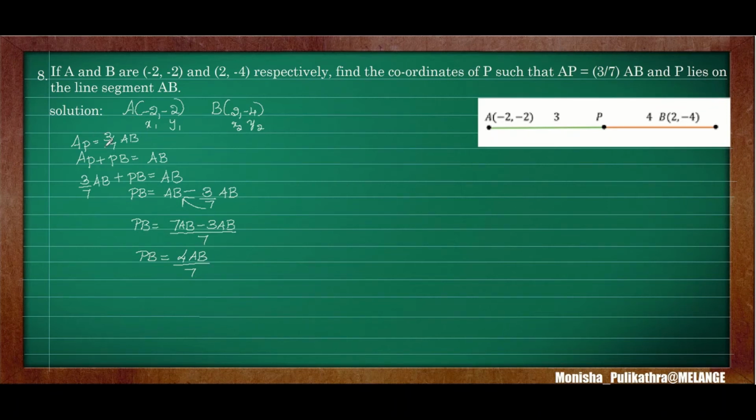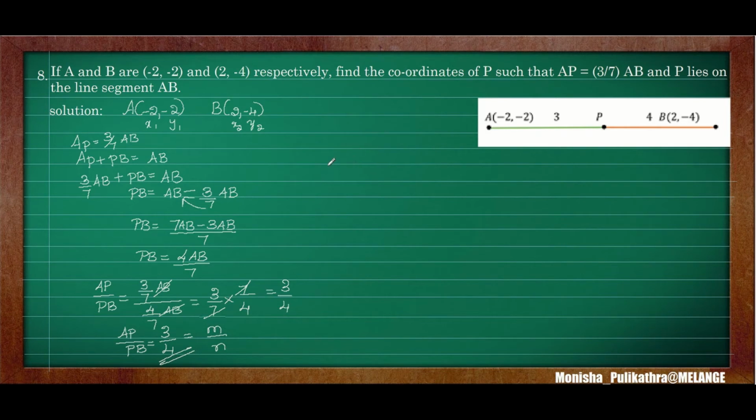We already have the value for AP. So now we can take a ratio, that is AP by PB. AP by PB is equal to 3/7 AB divided by PB, which is 4/7 AB. Here AB cancels out. Next we need to take the reciprocal of the denominator. It will become 7/4. 7 cancels out. So the remaining is 3/4. So the ratio of AP by PB is equal to 3/4. So this is the ratio which we got. So this is equal to m by n.